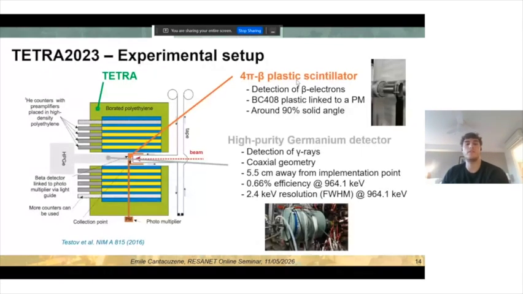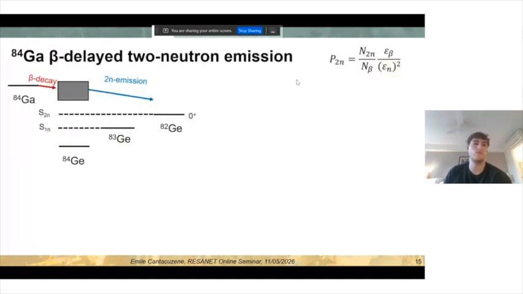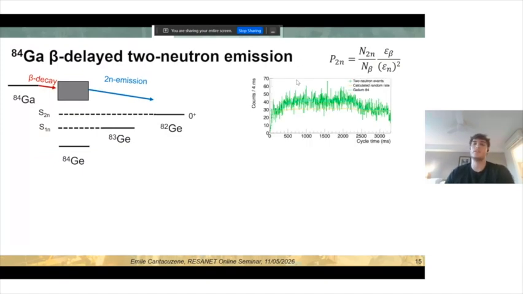And so what this experimental setup allowed us to do is to study gallium-84 beta-delayed two-neutron emission. The way we did this is by plotting the activity of the two neutron events. So basically, we counted all the events where two neutrons were counted almost simultaneously. And we can plot this type of curve where we can clearly see that the activity grows during a collection of the beam and then decays when we stop the beam. And we can fit this curve with what we call a Bateman function. And basically, this allows us to know with precision the amount of two neutron events we had during our experiment.